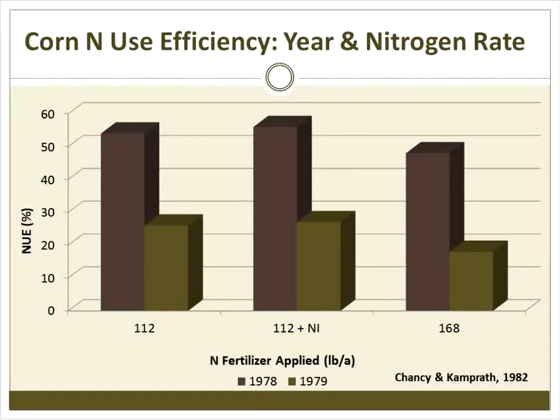Now, we already talked about nitrogen fertilizer rates being very important in determining how well your nitrogen is used. This experiment is a little bit different in that they looked at 112 pounds of nitrogen with nitrapyrin. Now, nitrapyrin is a nitrification inhibitor. In theory, it's supposed to keep the ammonium from nitrifying to nitrate. So we talked about the nitrification step earlier on.